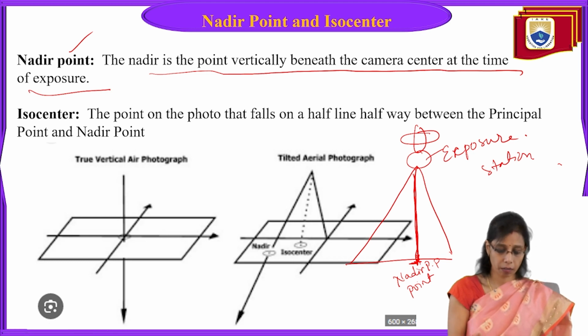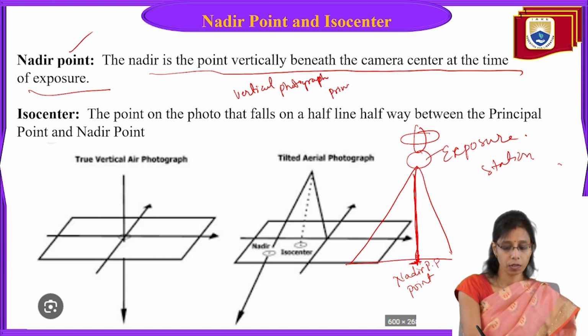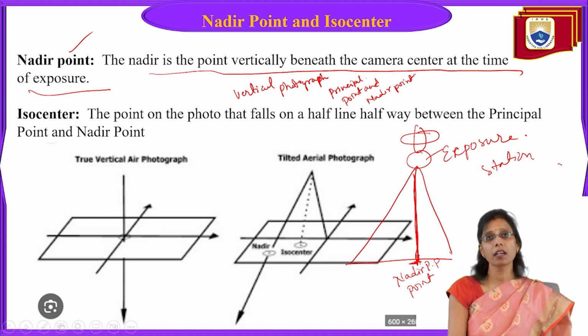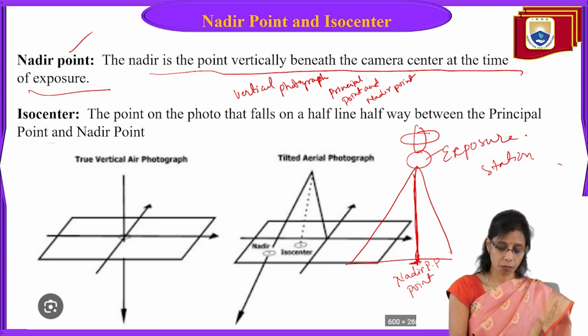Okay, we call it as PP, principal point. So in a vertical photograph, the principal point and nadir point are the same. Okay, in a vertical photograph, just remember that. When you are seeing the geometry of the vertical photograph, the principal point and nadir point are the same. So principal point will be exactly here, nadir point will be exactly here, right?